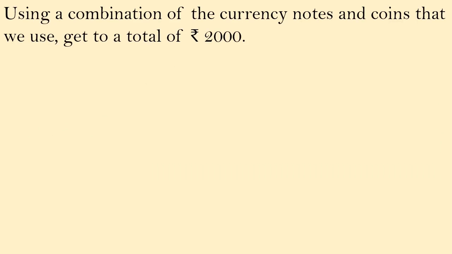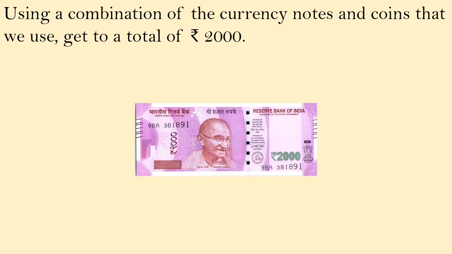Okay, now let's use a combination of currency notes and coins to get a total of 2000. Now I can get 2000 in 1 rupee coins, I can get 2000 in 2 rupee coins, I could get 2000 in 5 rupee notes or coins, I could get 2000 in 10 rupee coins or notes.